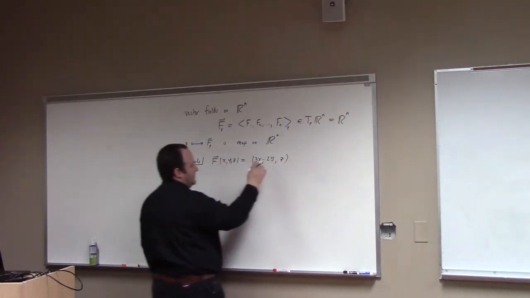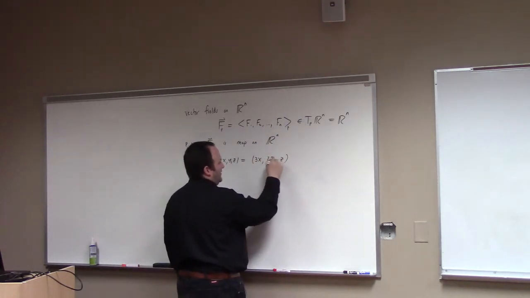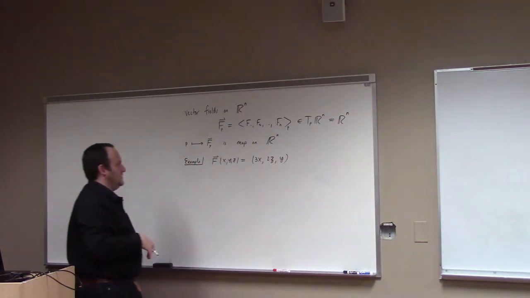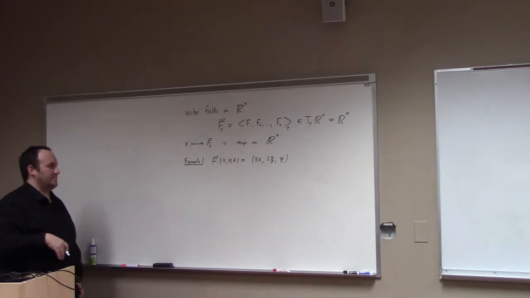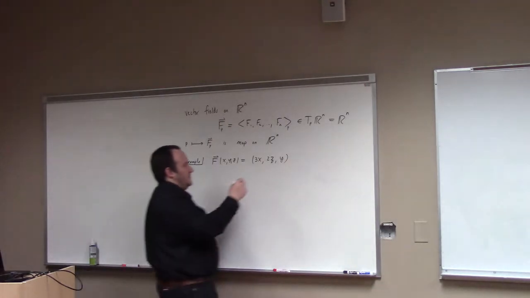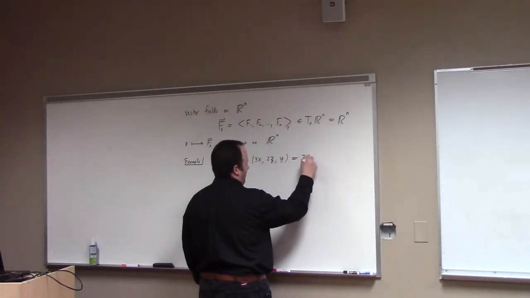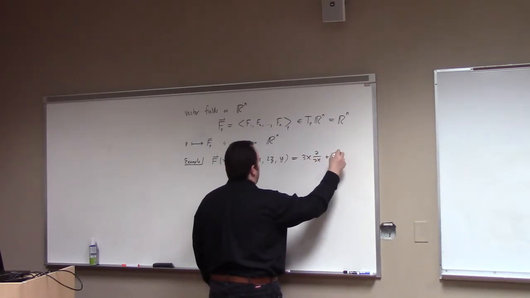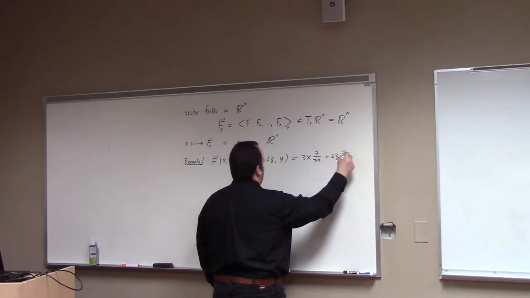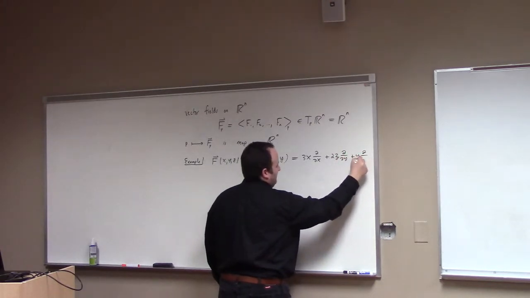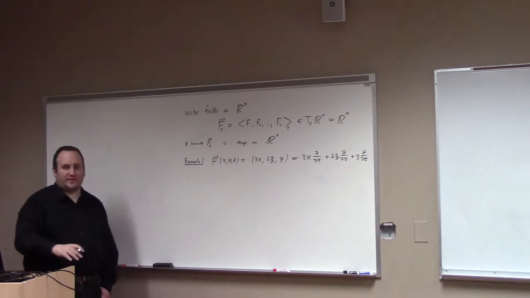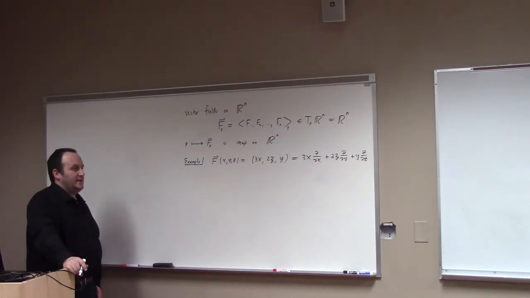Well, you guys already know, but I'm going to flip the last two: 3x, 2z, y. So in our usual vector derivation way of thinking, it would be something like this, identifying E1 with partial x, E2 with partial y, and E3 with partial z.